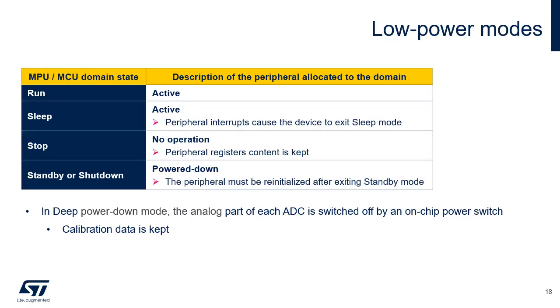The ADCs are active in run and sleep modes. In stop mode, the ADCs are not available, but the contents of their registers are kept. In standby mode, the ADCs are powered down and must be reinitialized when returning to a higher power state. There's a deep power down mode in each ADC itself, which reduces leakage by turning off an on-chip power switch. This is the recommended mode whenever an ADC is not used.